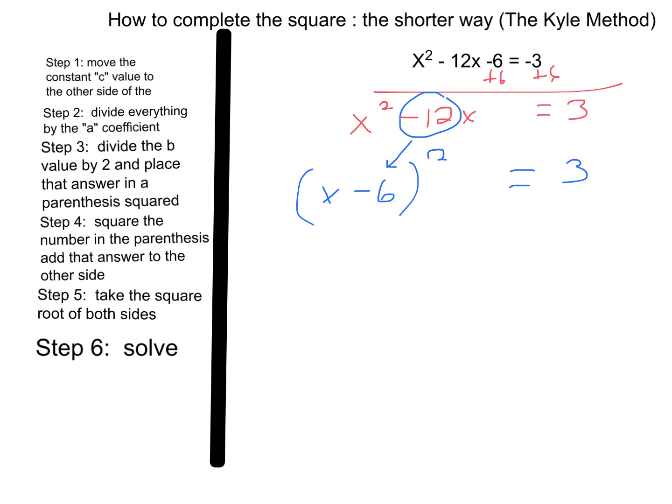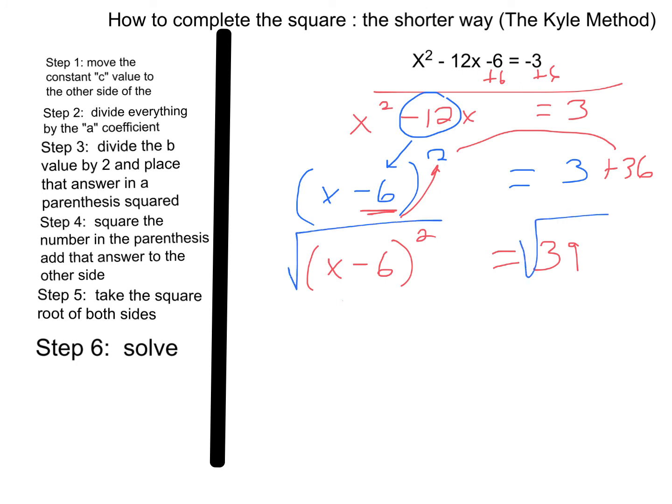Okay. Now, the square component, let's square this. So you get plus 36. Okay, so we're going to get, oops, let me get rid of that. That looks awful. All right, here we go. So x minus 6 squared is equal to 39. All right, solve this thing.